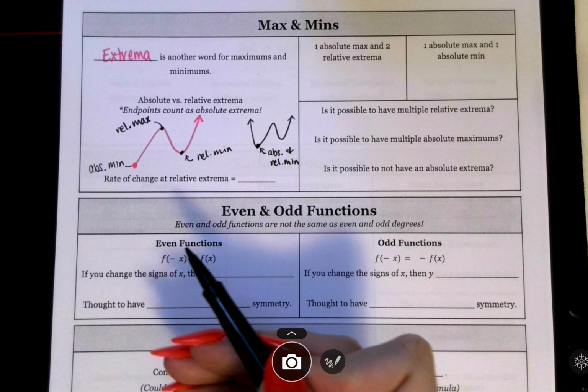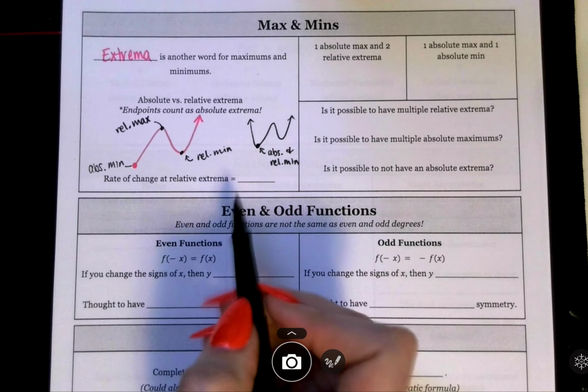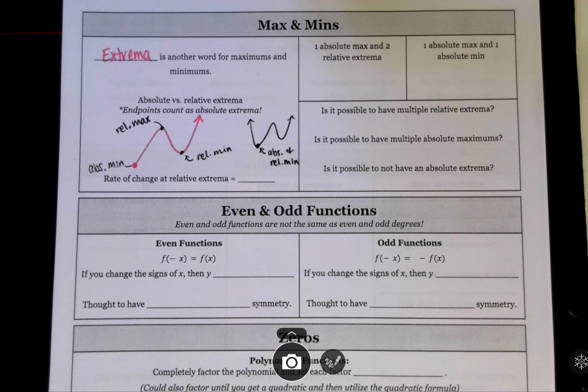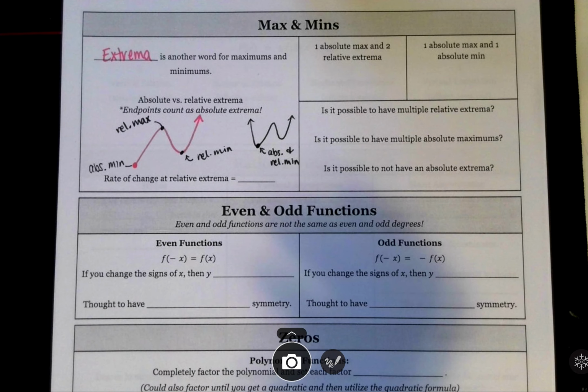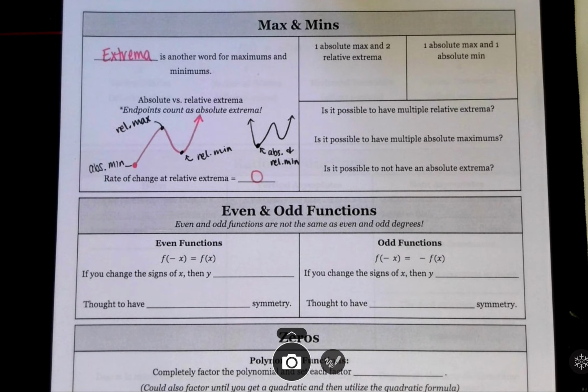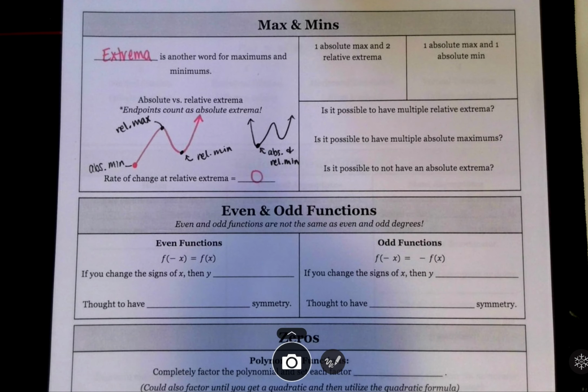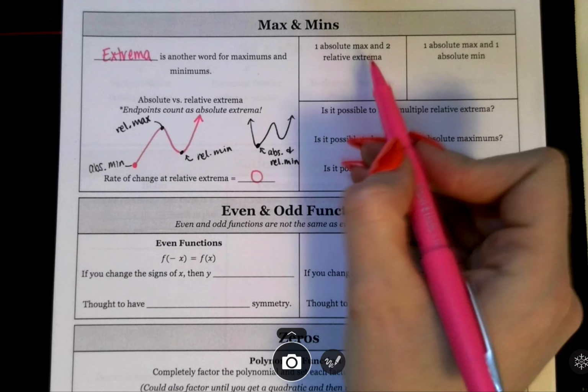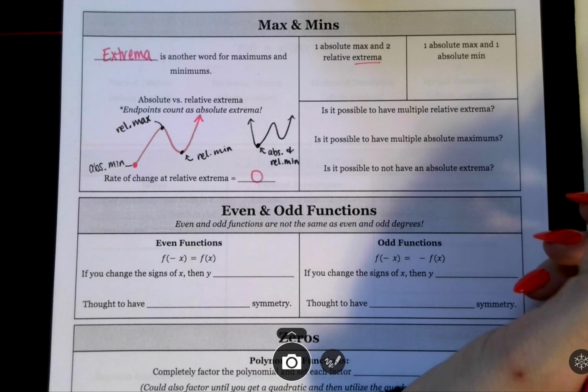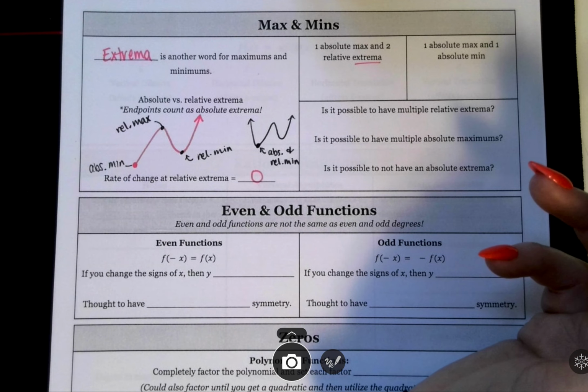Whenever we're looking at a relative extrema, so a relative min or a relative maximum, the rate of change at that minimum or maximum point is 0. So that instantaneous rate of change at that min or max is 0. We're going to sketch a couple examples. We're going to sketch a graph that has one absolute max and two relative extrema. It doesn't specify if it's a max or a min, so yours could look different than mine.